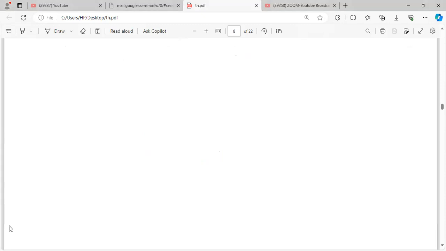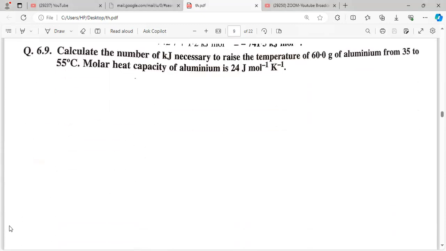Now we are going for the next question, 6.9. Calculate the number of kilojoule of heat necessary to raise the temperature of 60 gram of aluminium from 35 degree to 55 degree. Molar heat capacity of aluminium is 24 joule per mole per Kelvin.